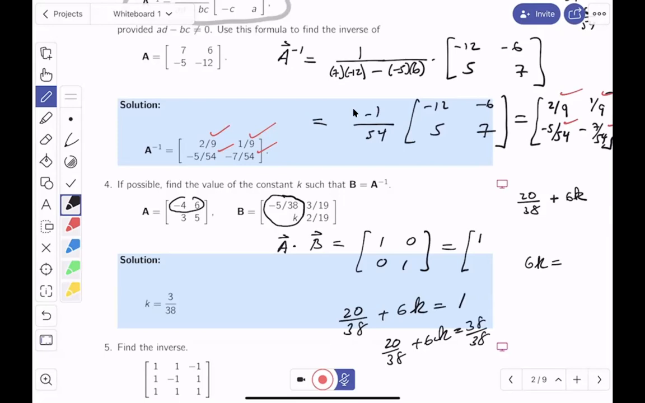Let me just get my eraser out because I realize it's going to interfere with my work over here. So I'm sorry about that. I'll put that back down again for you. So 6k would equal 18/38. And then I divide both sides by 6, I would get 3/38. So now I'm going to say k is 3/38. All right.